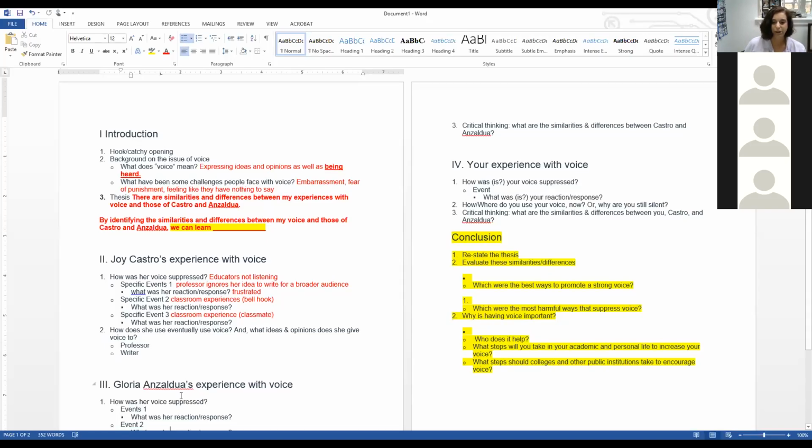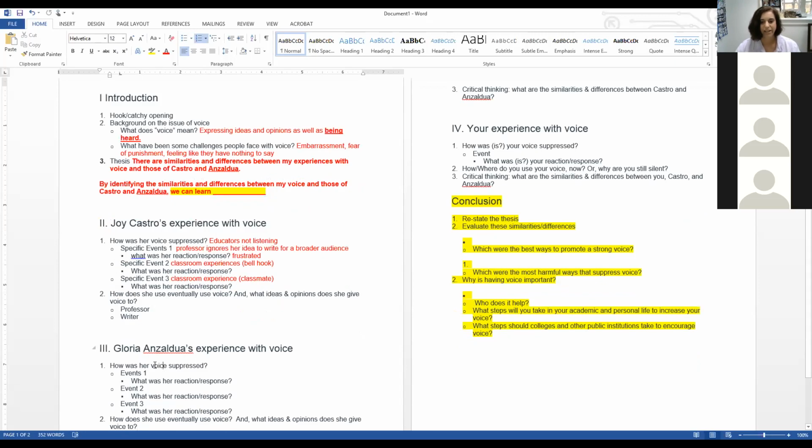Okay, so now we're looking at the outline, and we're looking at Gloria's experience with voice and how her voice was suppressed. You might want to write about her experiences with her mother, how her mother in particular was telling her you should only be speaking English because it'll get you a job. You might want to write about her college experiences, how she had to take classes to get rid of her accent, with the assumption that having an accent means you're unintelligent. You might talk about her elementary school experiences.